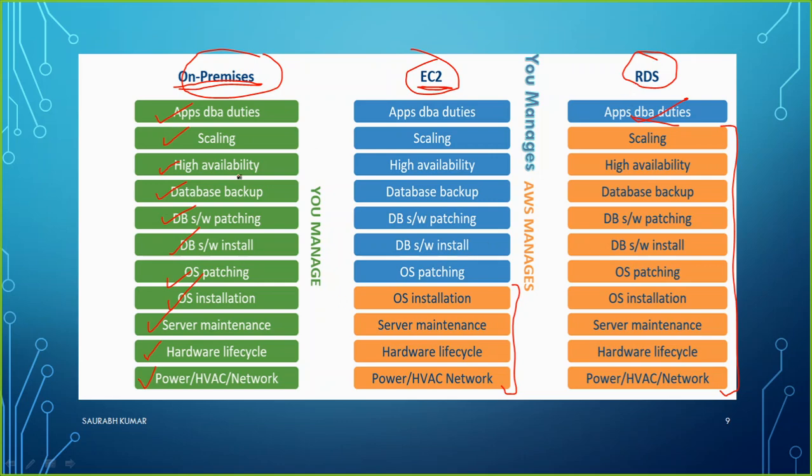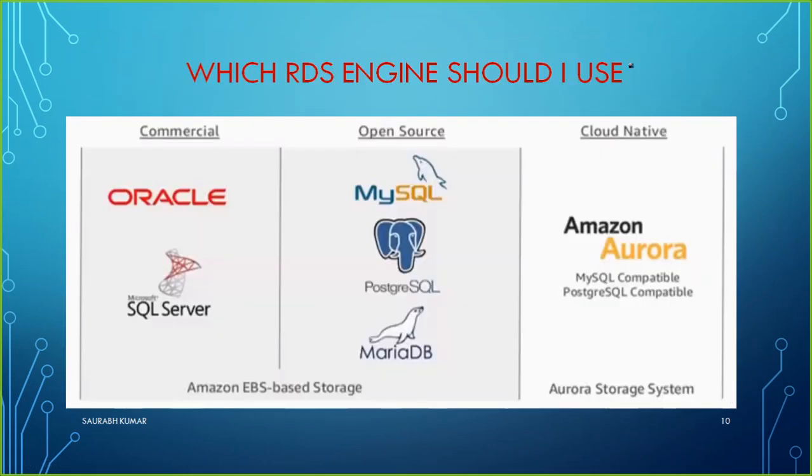So this was all about the comparison of how the on-premises EC2 database server or RDS database server is different from each other. Now the next point here is, maybe somebody may ask you which RDS engine should I use? Should I use Oracle? Should I use MySQL? Should I use Amazon Aurora, or any other?